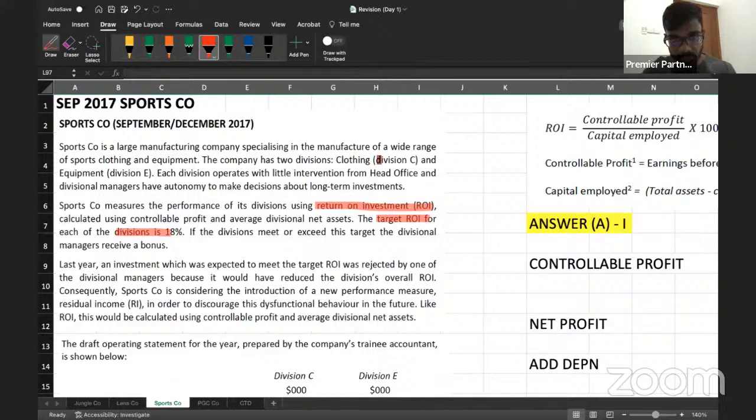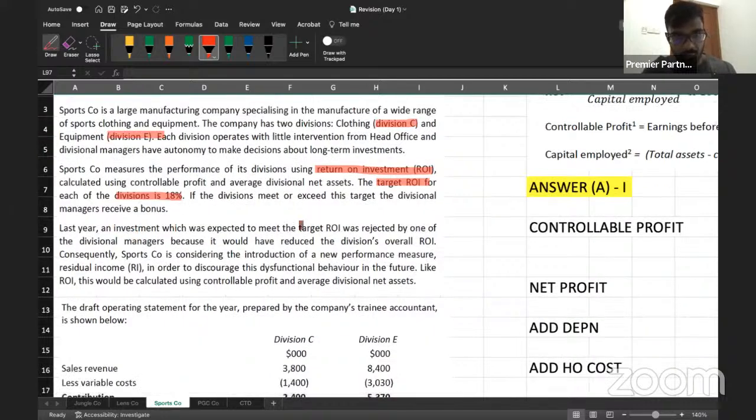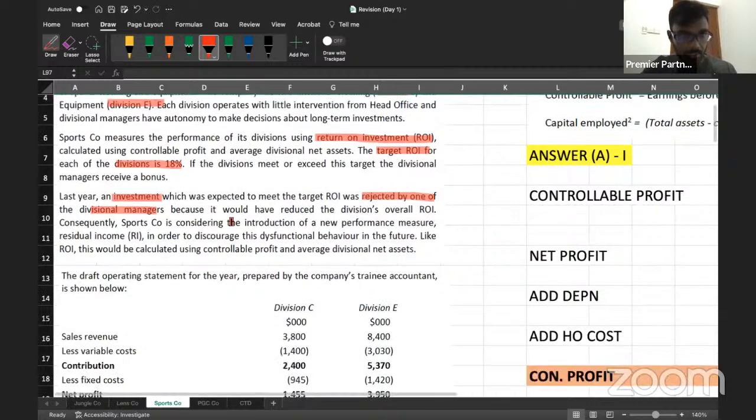So there are two divisions, division C and division E, right? Okay. Last year, an investment which is expected to meet target ROI was rejected by one of the divisional managers because it would reduce divisional overall ROI. Consequently, sports company is considering the introduction of a new performance measure, RI.